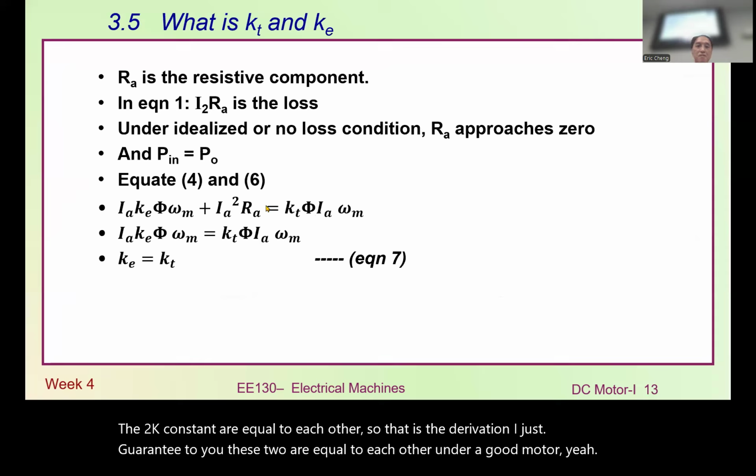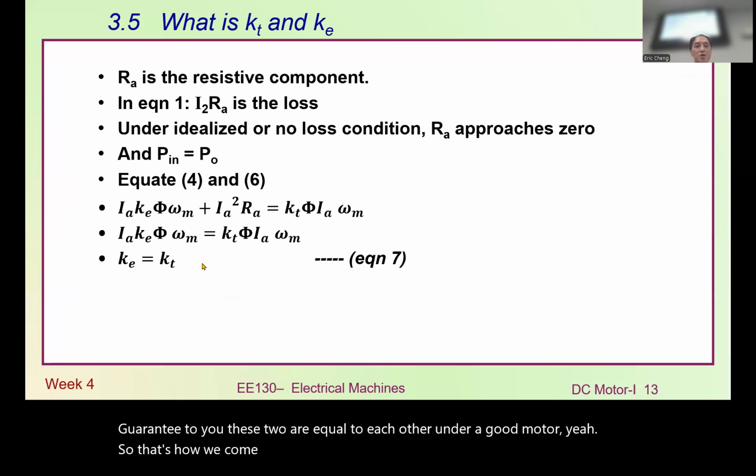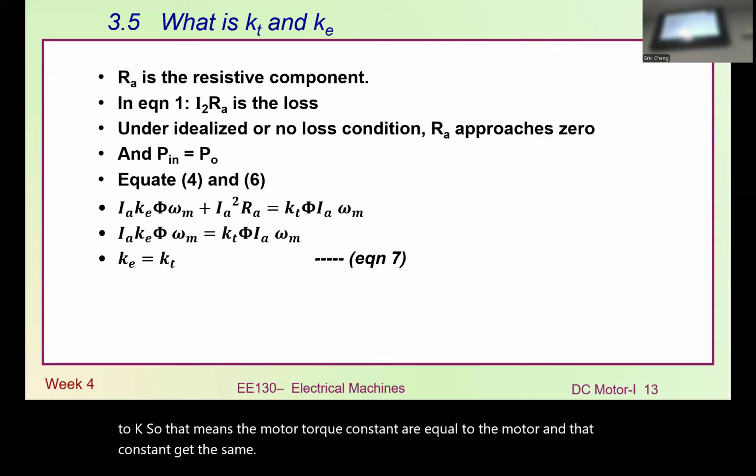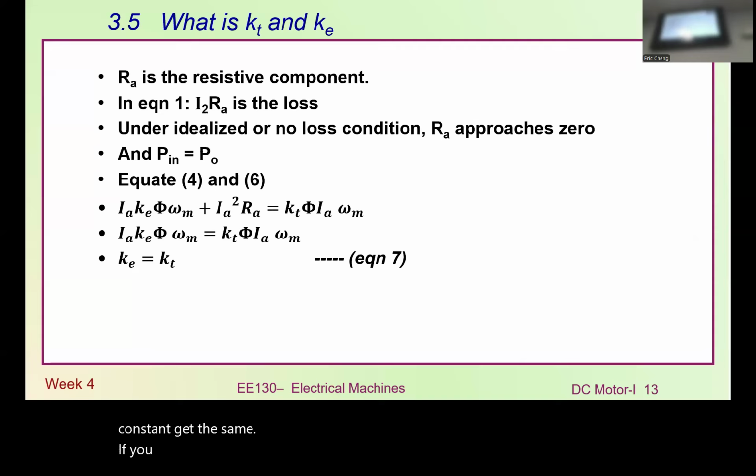So that's how we come up. These two are equal. So that's why we come up with KT = KE. So that means the motor torque constant is equal to the motor back EMF constant. Yeah, that's it. If you double check with any lecture notes, textbook or internet, they will say the same.